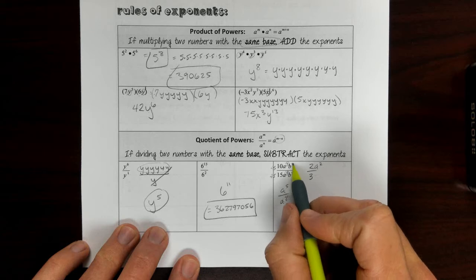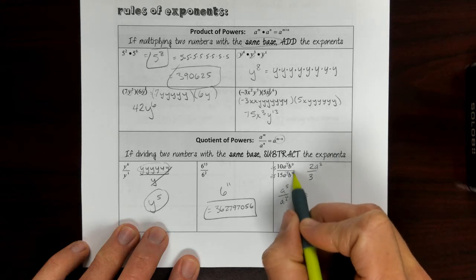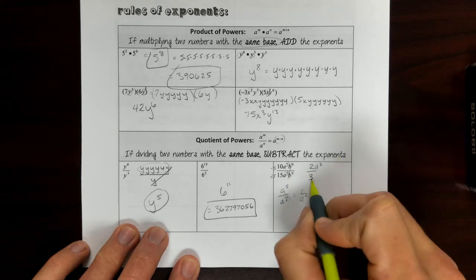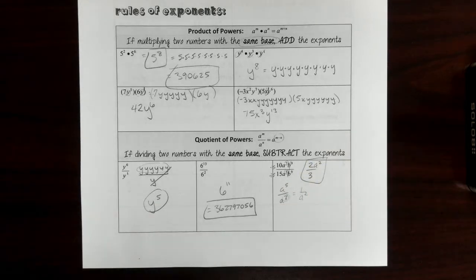All right, let's continue here. B to the 9th over B to the 9th. Well, 9 minus 9 is 0, so those cancel out, and that's my answer.